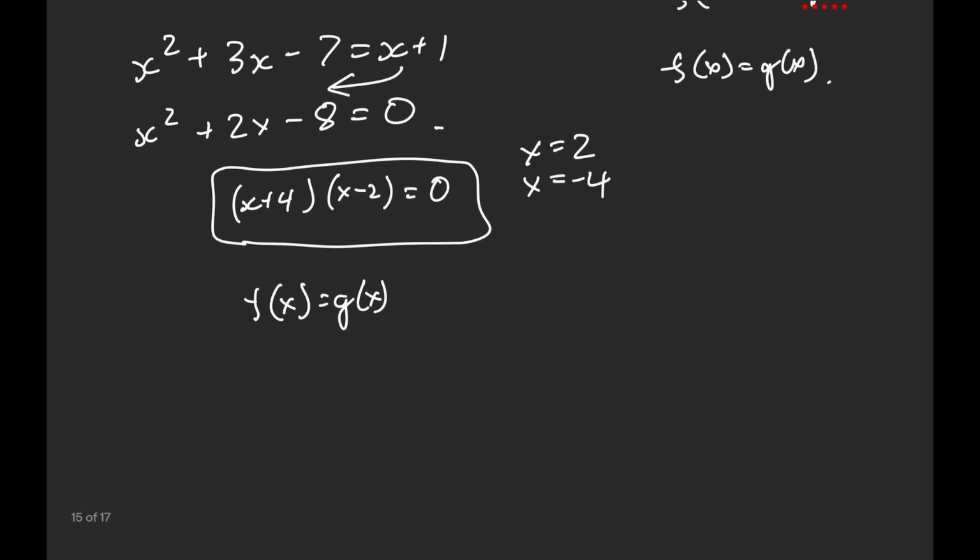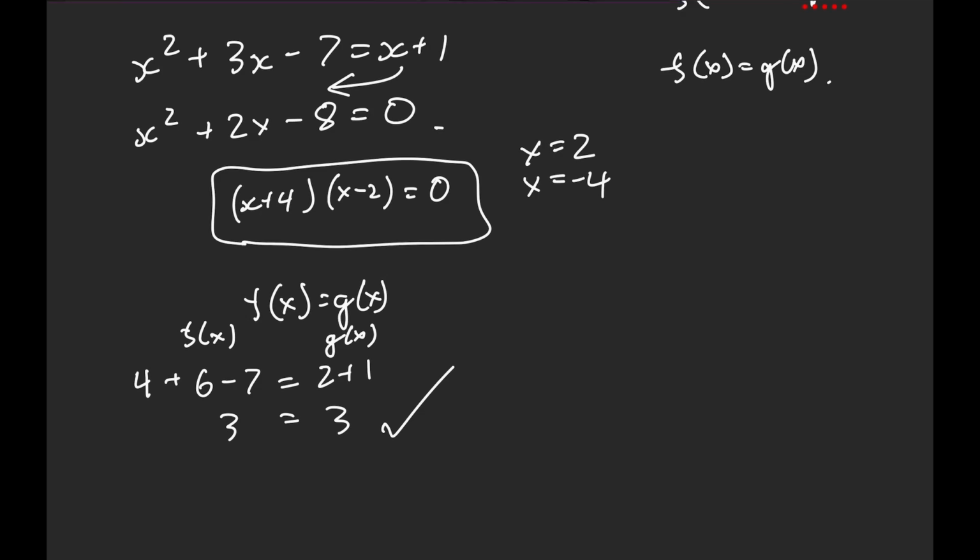You can plug that in and test it. So let's just do that right now. 4 plus 2 minus 7 is equal to 2 plus 1, because f of x on this side, g of x on this side, 3 equals 3. That's true. Plug the other one in as well. I'm not going to do that just to save time.